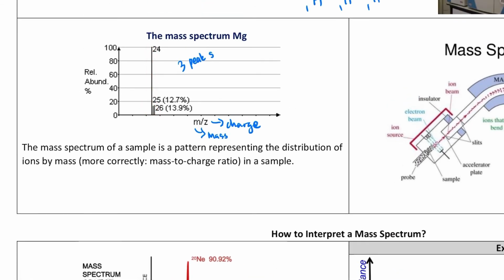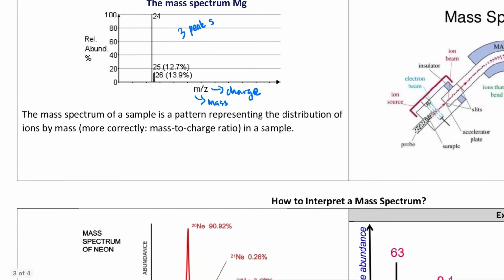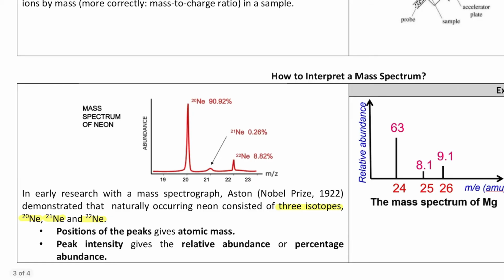Okay, kalau ada 3 peak, maksudnya ada 3 isotop for magnesium. Kalau dekat sini neon, kita tengok ada 1 peak. Although very small, tapi dia ada bacaan dia. So it's considered as a peak juga. So 1, 2, 3 peak. Total over here kita ada 3 peak.